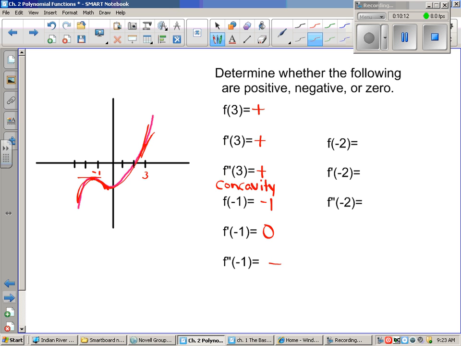Okay? How about negative 2? Negative 2 falls here. I'm going to erase this just so that we can see a little bit better. So now we're at negative 2, and we're going to be more here. Okay? Its value is negative. Its slope is negative. And its concavity is concave down, so it too would be negative.